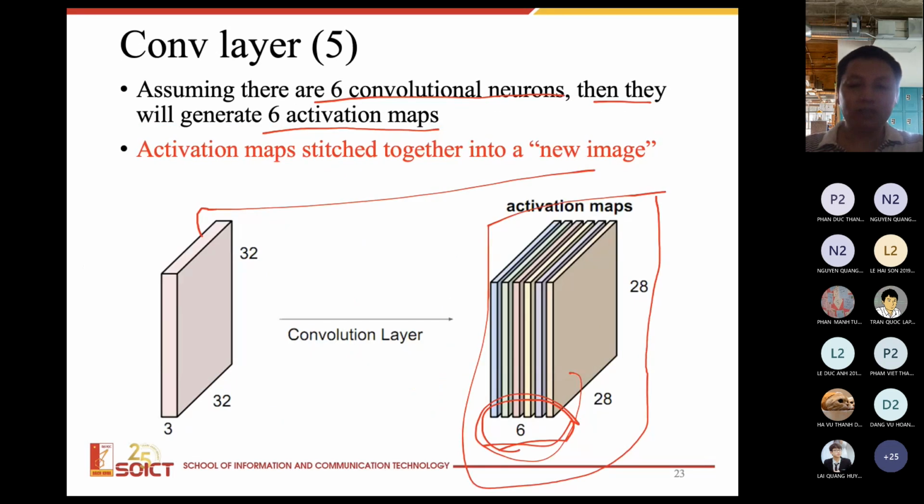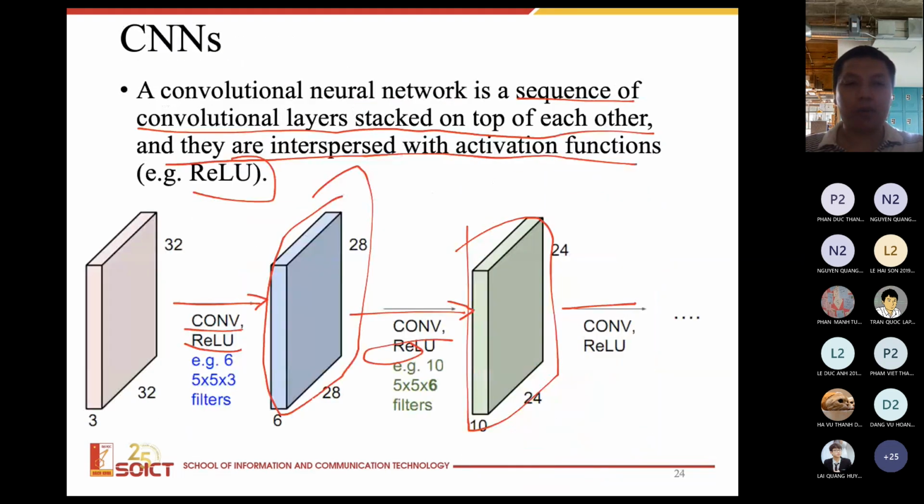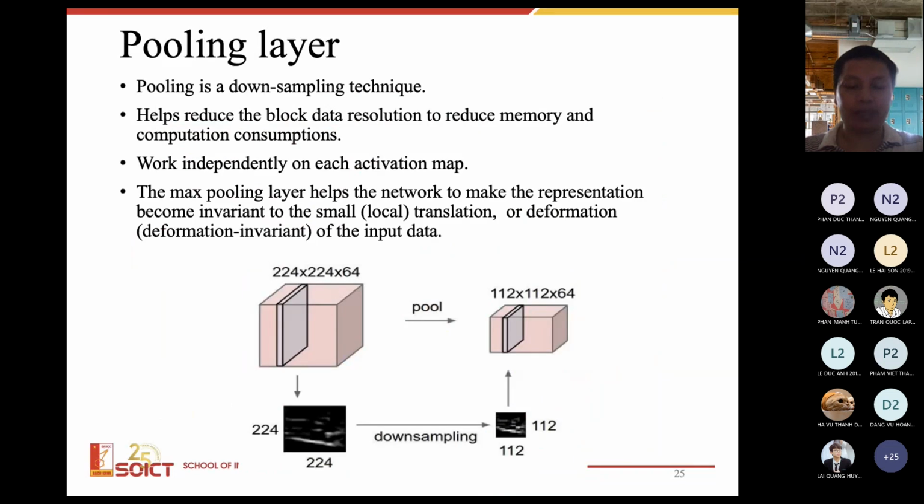Okay. So this was about the convolution layer. Now we will discuss the pooling layer.